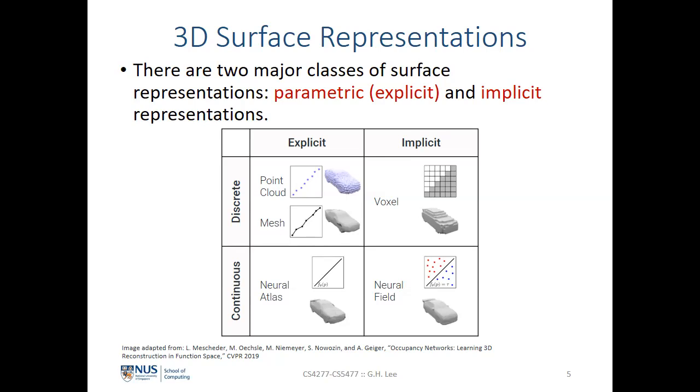In the discrete form, it will be occupancy grid. In the continuous form, it will be called neural fields. We'll definitely talk about this next week. The two types of neural fields that are popular right now would be the signed distance function and also the radiance field.